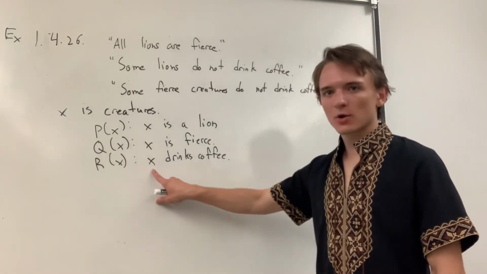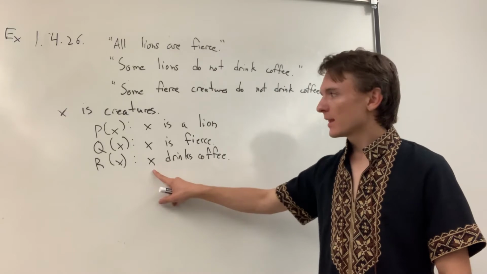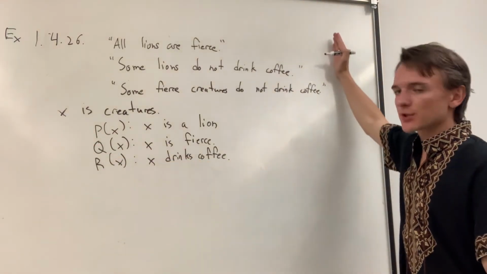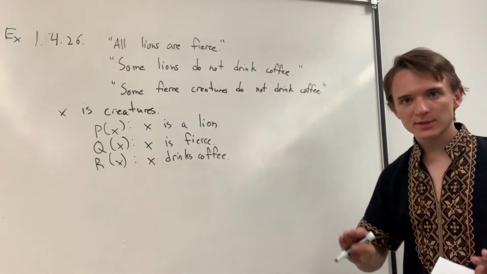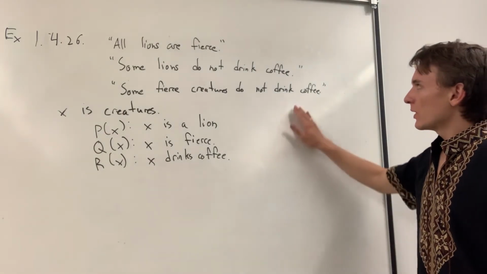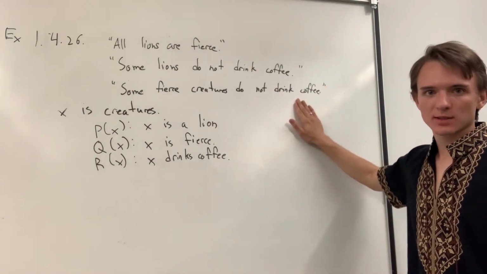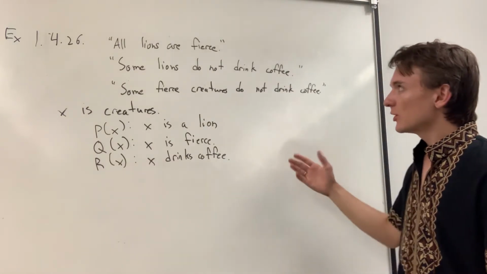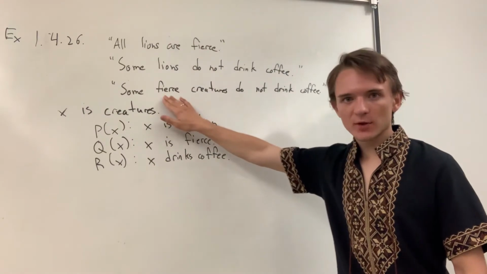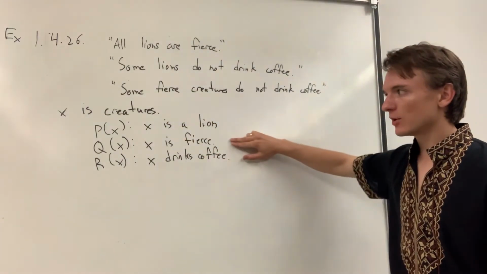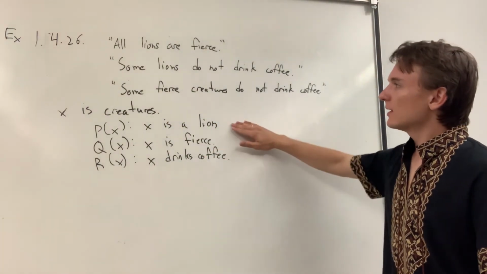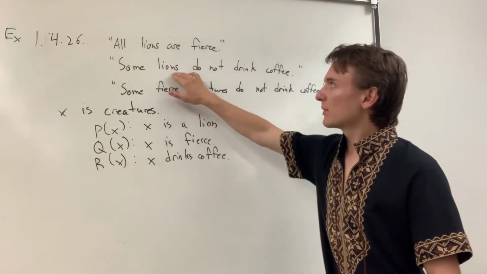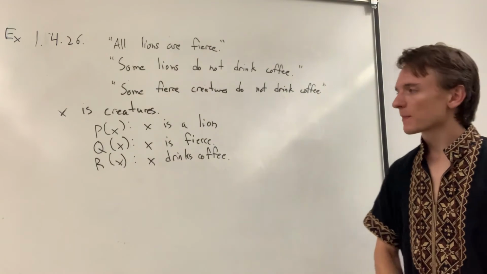We are describing creatures in all three of them. And with these three predicates, we should be able to represent these three sentences without any gaps, right? The creatures could drink some coffee, that would be used by the third predicate. The creatures are fierce, so that would be described by Q. They're lions, so that would be described by P in the first two premises.